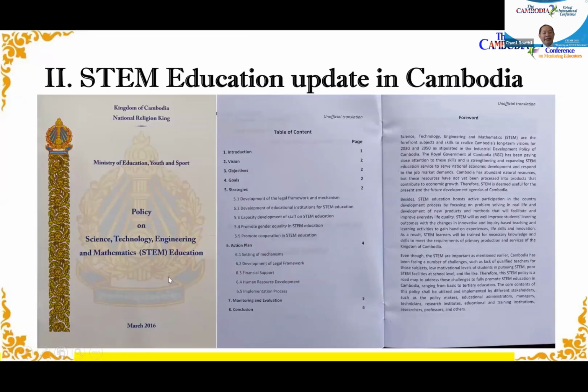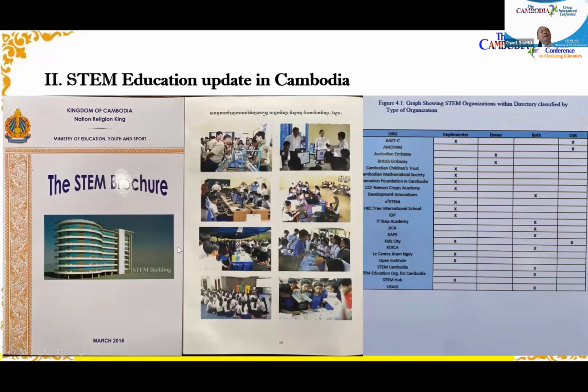We have had a policy approved since 2016. We have an action plan to set up the mechanism to implement STEM education, develop our legal framework, financial support, human resource development, which is very important, and the implementation process. Since 2015 we have organized a STEM festival every year until 2019.